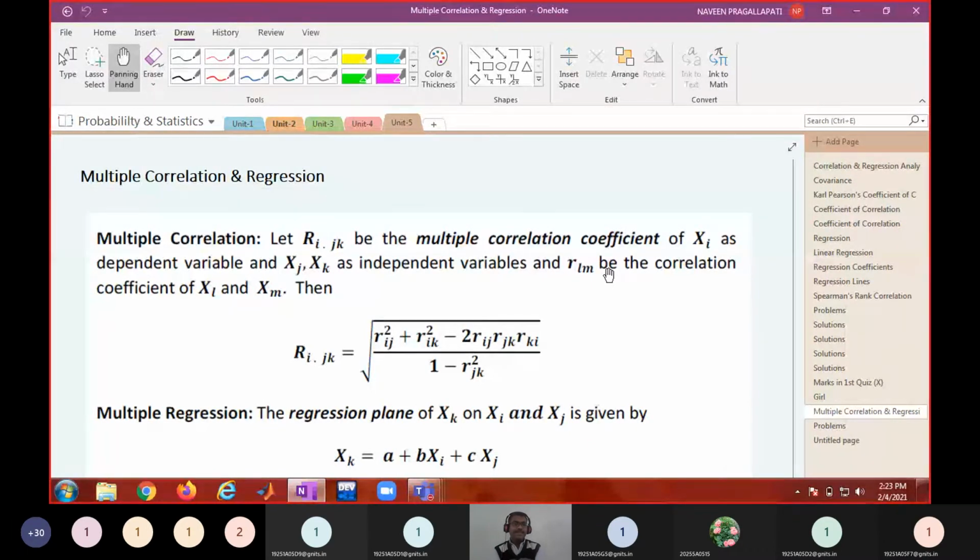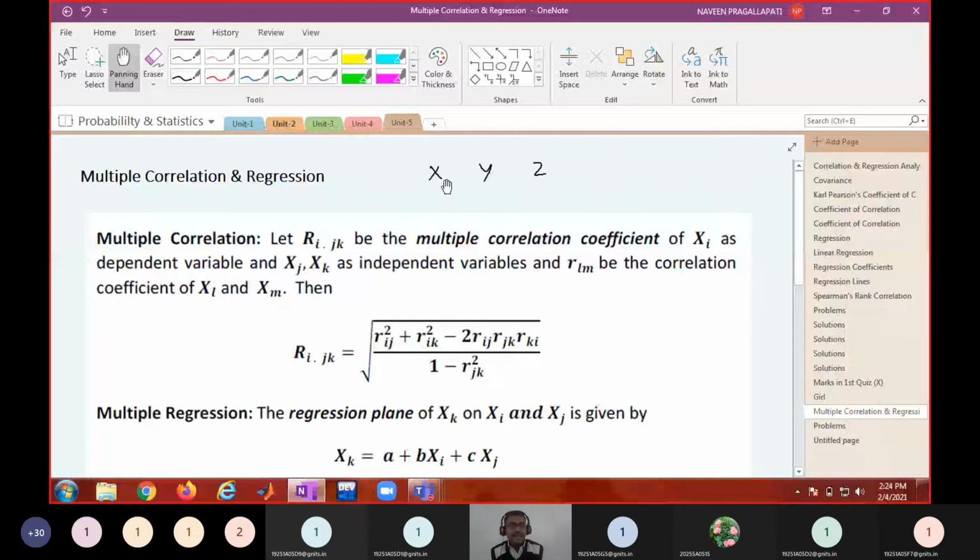Shall I proceed? Yes, sir. So in multiple correlation and regression, we'll be considering 3 random variables, let us say x, y, z. If we have more than 2 random variables, we'll consider only one as the dependent variable, the remaining 2 as independent variables. Which one is dependent and which is independent depends on the context. You can consider x as dependent, y and z independent, or y as dependent, x and z independent, or z as dependent and x and y independent.